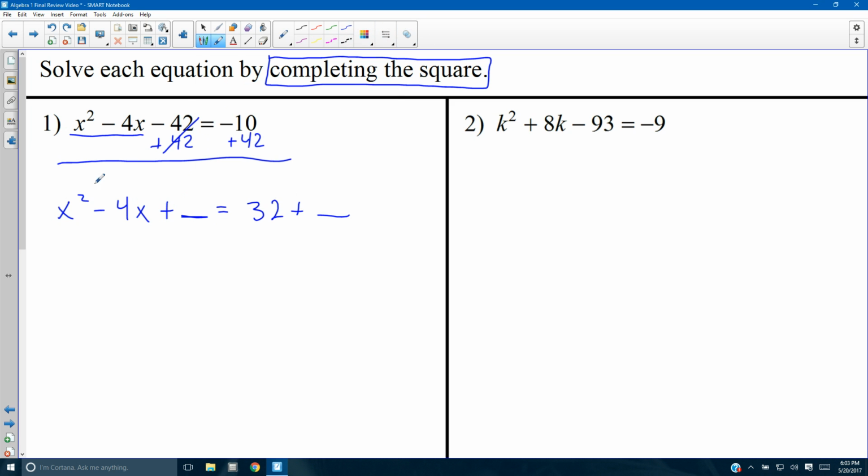Well, you take your linear coefficient, negative 4, you divide it by 2, and that number is negative 2, and then you square that number. Negative 2, quantity squared, is a positive 4. Remember, it's not a negative 4, it's a positive 4. So plus 4. Now, whatever I do to one side, I must do to the other. That's the form of balance.